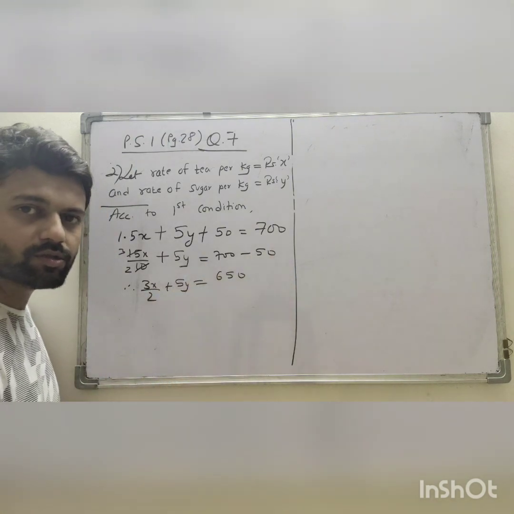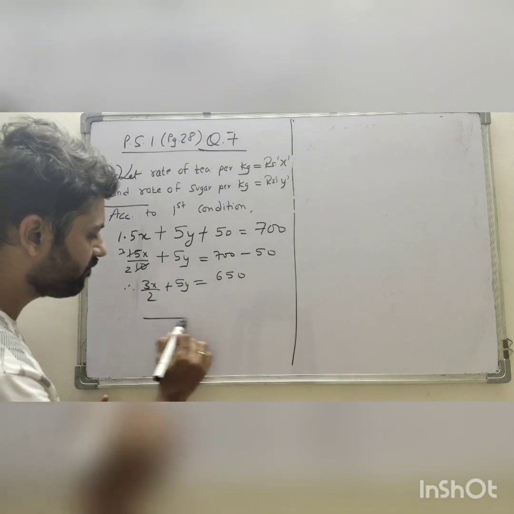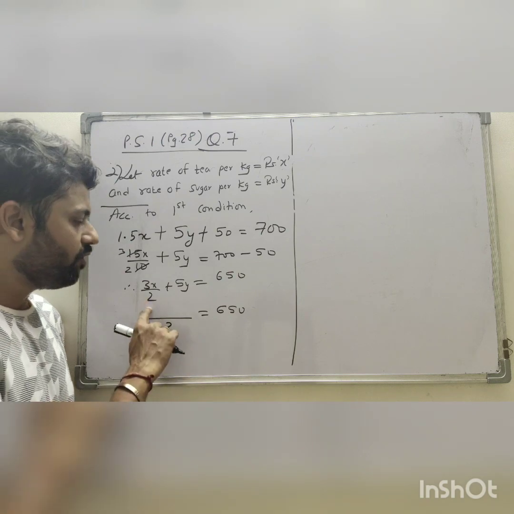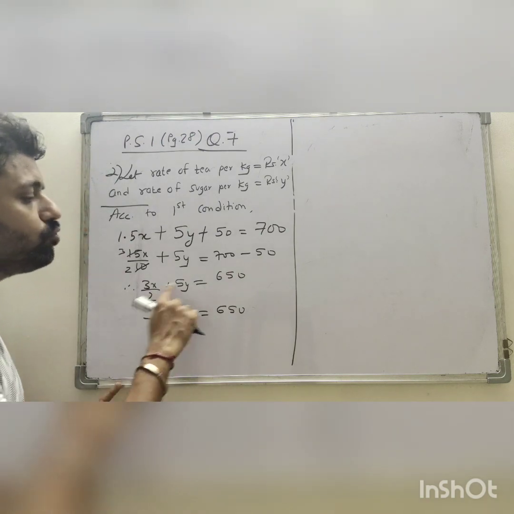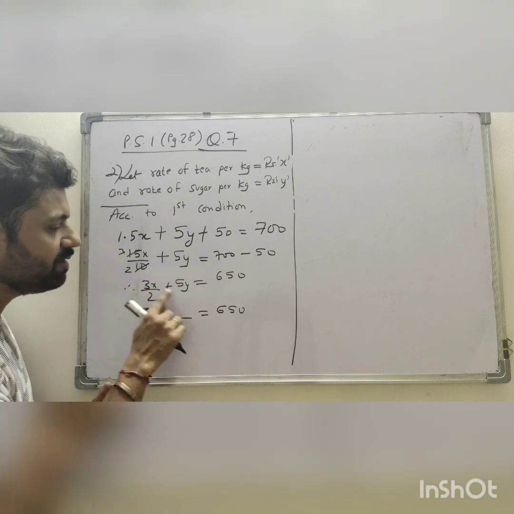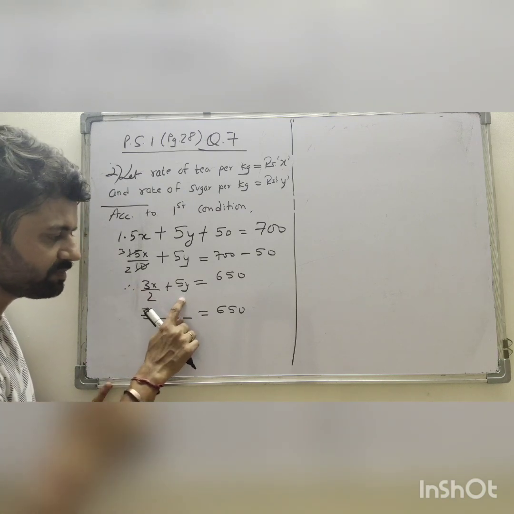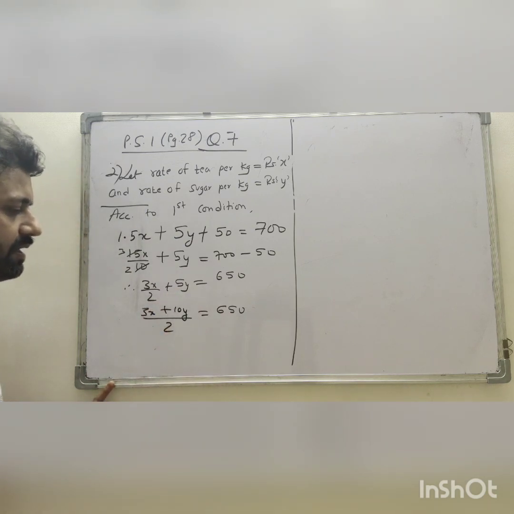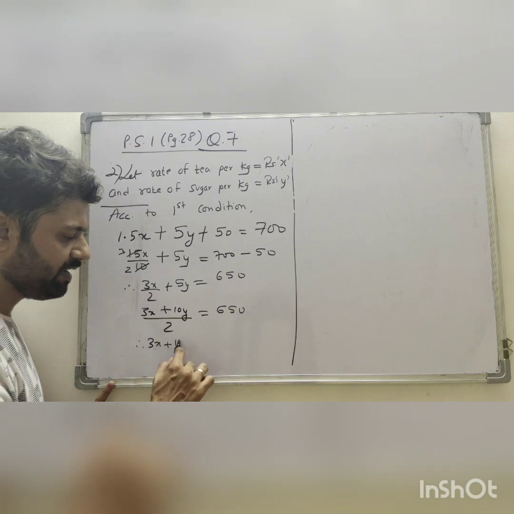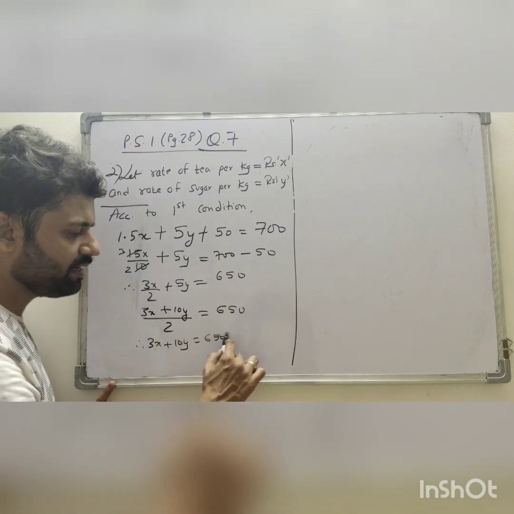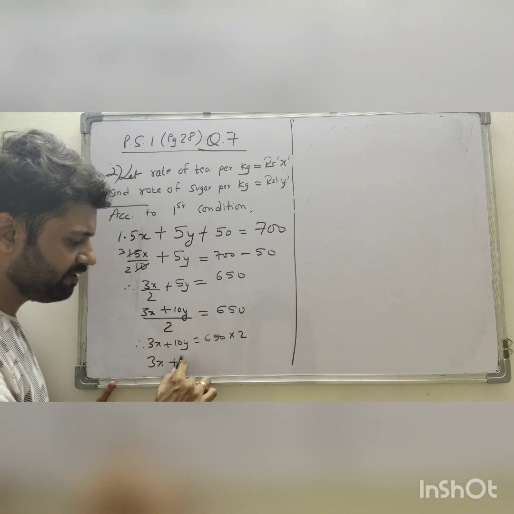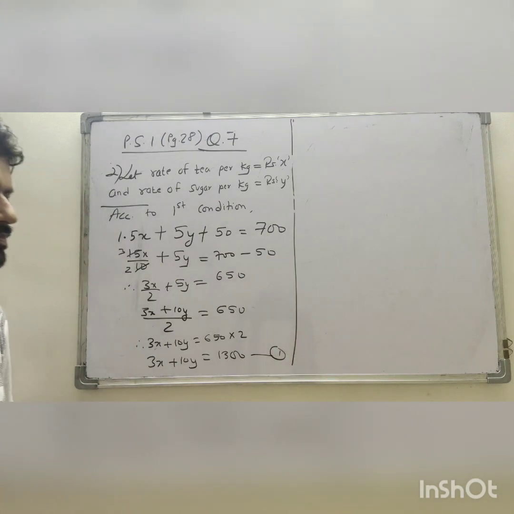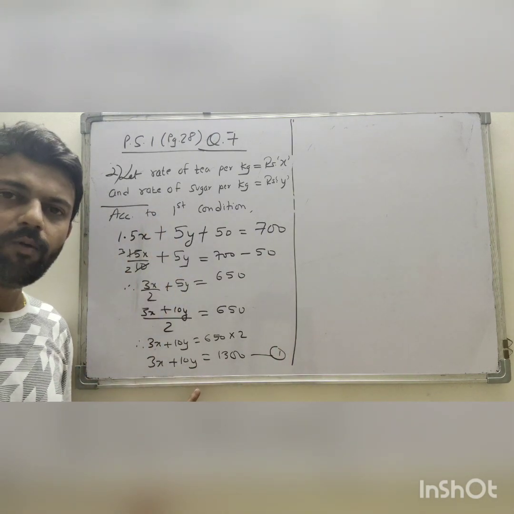Remember, I cannot throw the 2 on the right hand side because it is not a full division. If it is a full division, then definitely I can throw the 2 on the right hand side. Here, I have to do cross multiplication. 3x will be multiplied by an invisible 1, and 5y will be multiplied by 2, and I will get 10y. In this way, 3x plus 10y will be equal to 650 into 2, that is 1300. Equation number 1. This is how I formed my first equation.